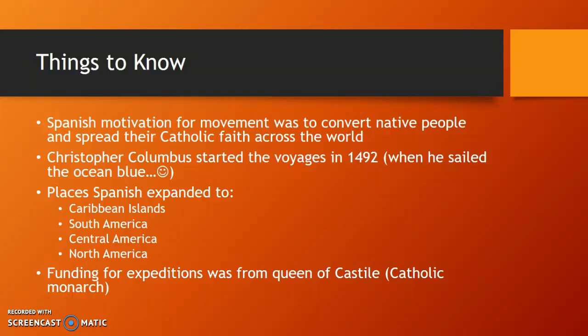The voyages started with Christopher Columbus in 1492, and the places that the Spanish expanded to were the Caribbean islands, South America, Central America, and North America. And this was all funded by the Queen of Castile, who was a Catholic monarch. So she really advocated for the spread of that Catholic faith.